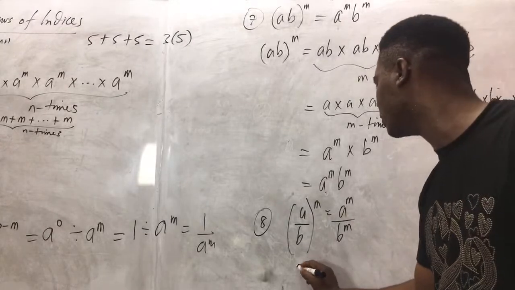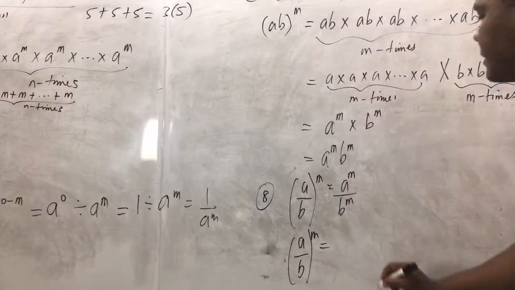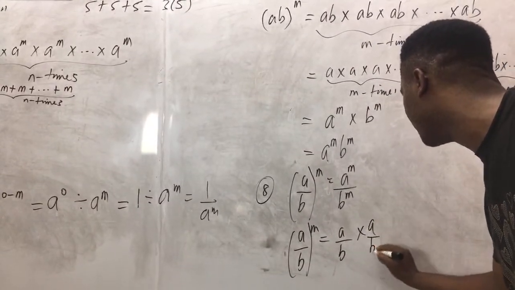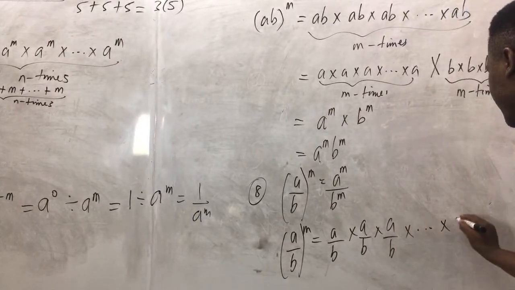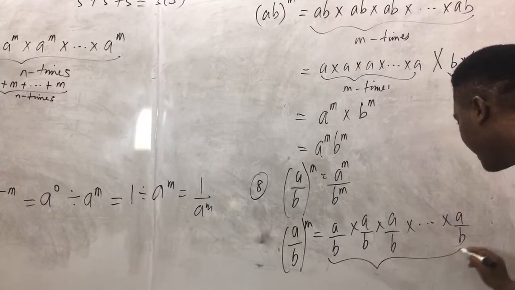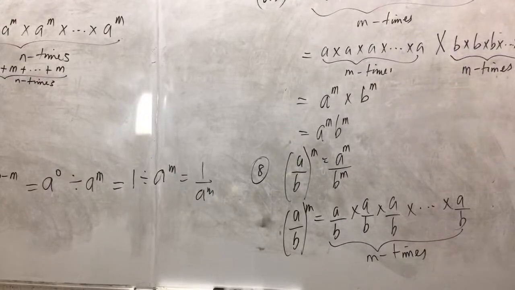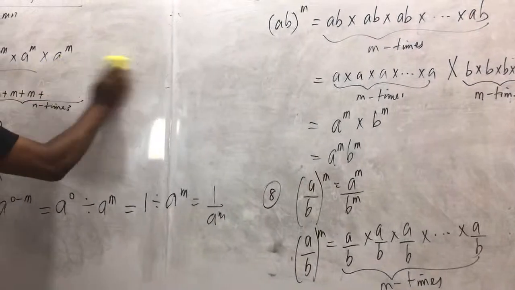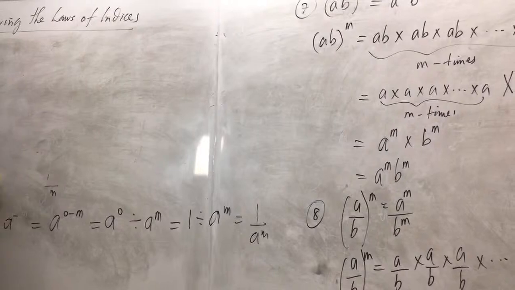We follow a similar logic. (a over b) raised to power m can be written as a over b times a over b times a over b times and so on, times a over b. And that will multiply how many times? m times. Now let's come over here to continue that problem.